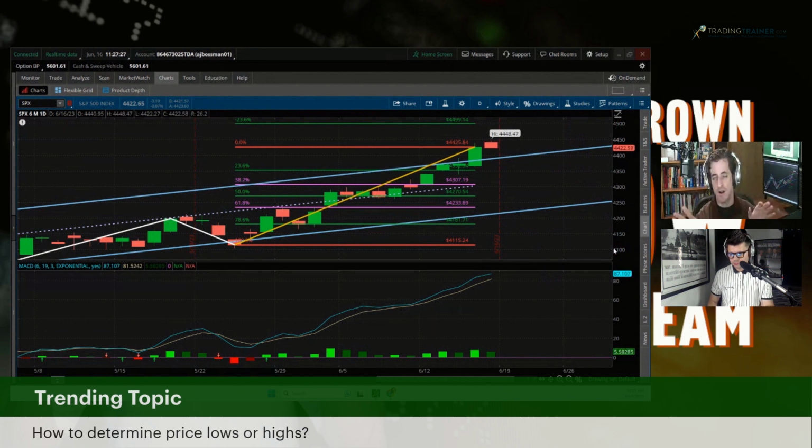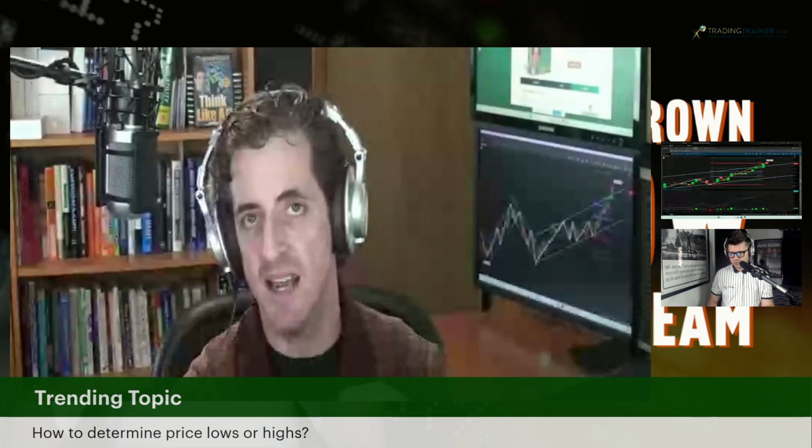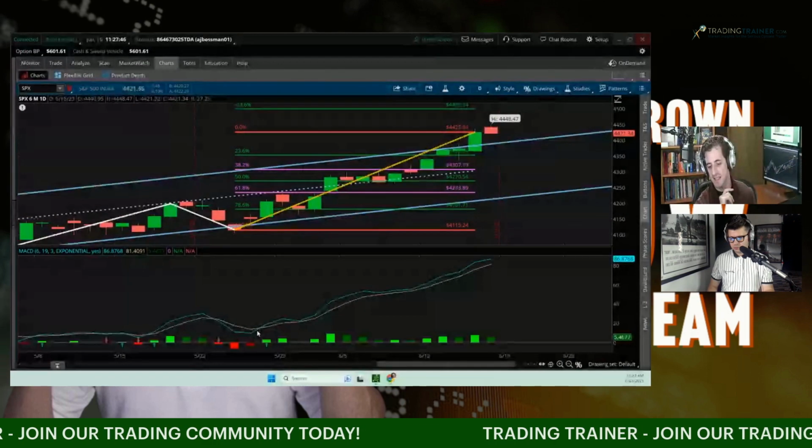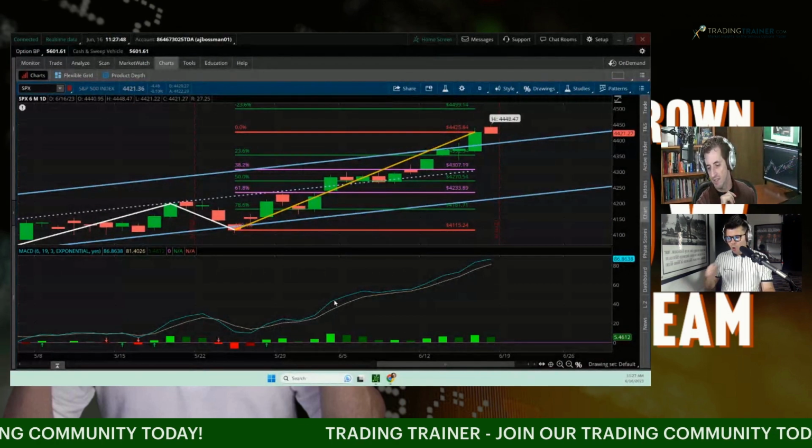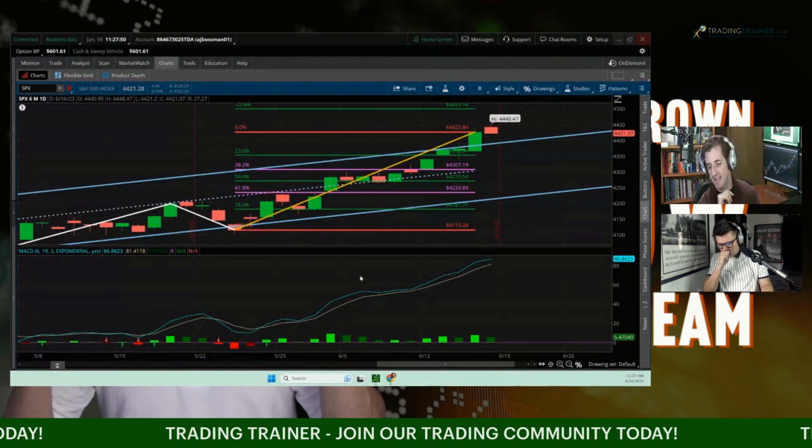The MACD is one of my favorite indicators just because I'm a math nerd. And if you think about what the MACD is, it's basically like a speedometer, right? Like it's the velocity of price action. So when you see the MACD, and the MACD is this blue line here, I guess, if you're getting specific, that's the teal line.